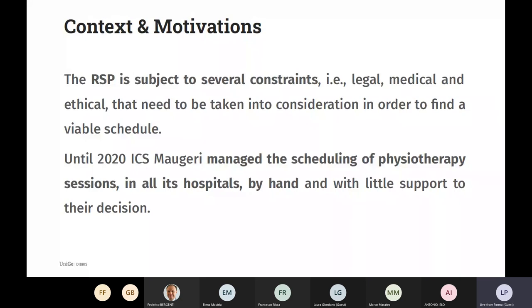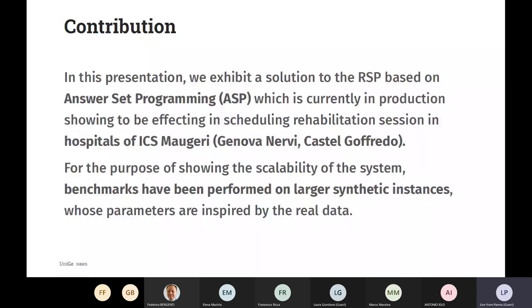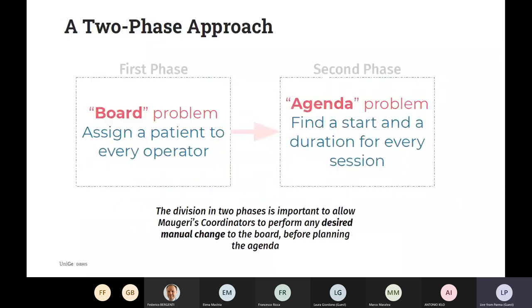So in this presentation, I will exhibit a solution for the RSCP based on answer set programming. And this solution is currently in production in two hospitals of Maugeri, in Genova Nervi, my hometown, and in Castel Goffredo. And the benchmark has been performed on real instances of hospitals, but we will also see synthetic instances which show the scalability of the system. So the approach is divided in two phases.